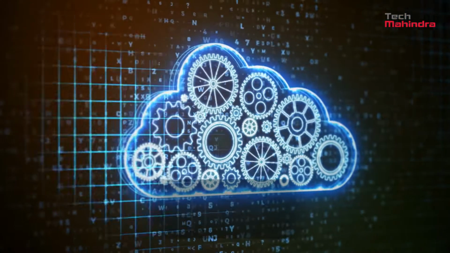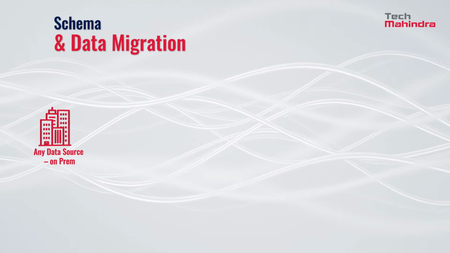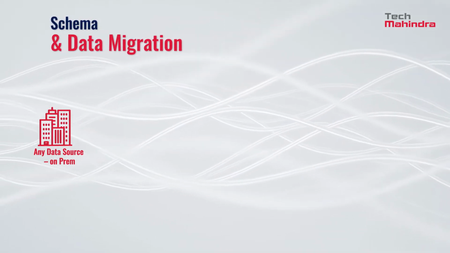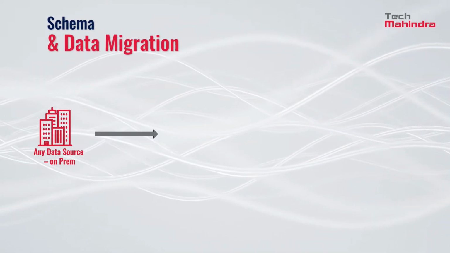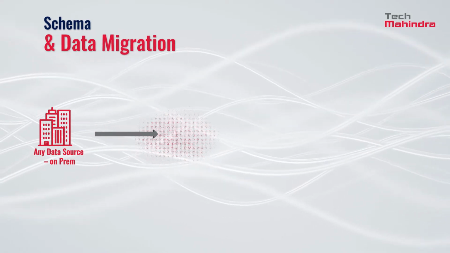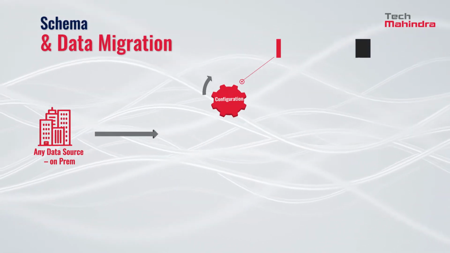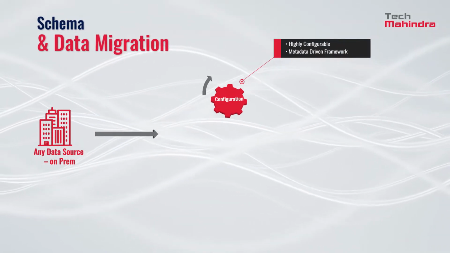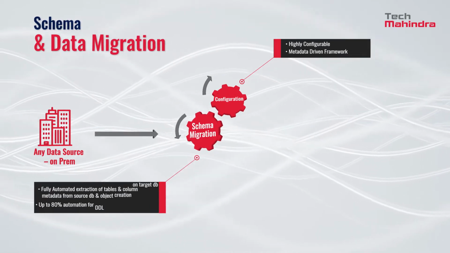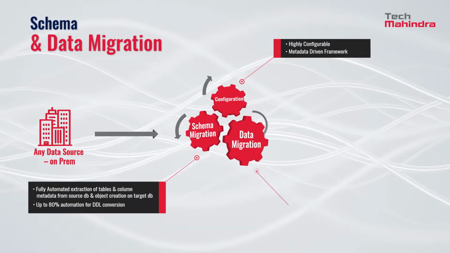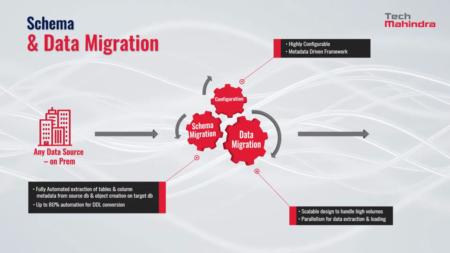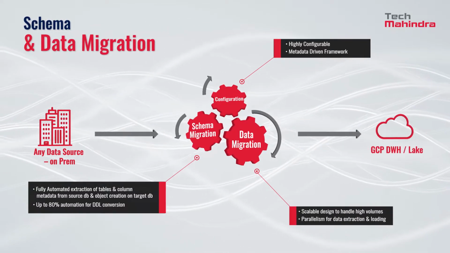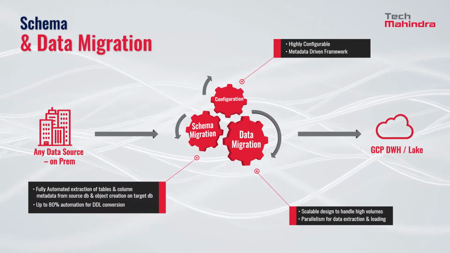The migration activity includes the following stages: any data source and BigQuery target configuration and mapping, table details extraction from source, configuration of tables and column details via the front end, schema conversion and validation, actual migration of data from source to target, and data reconciliation using FastTest.